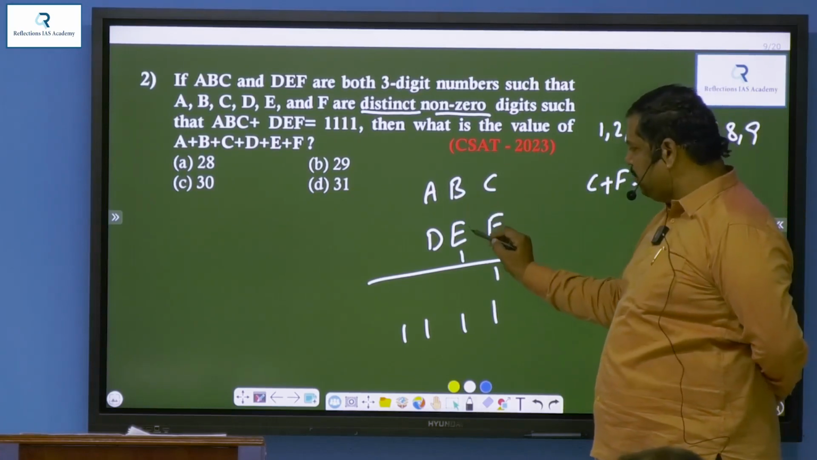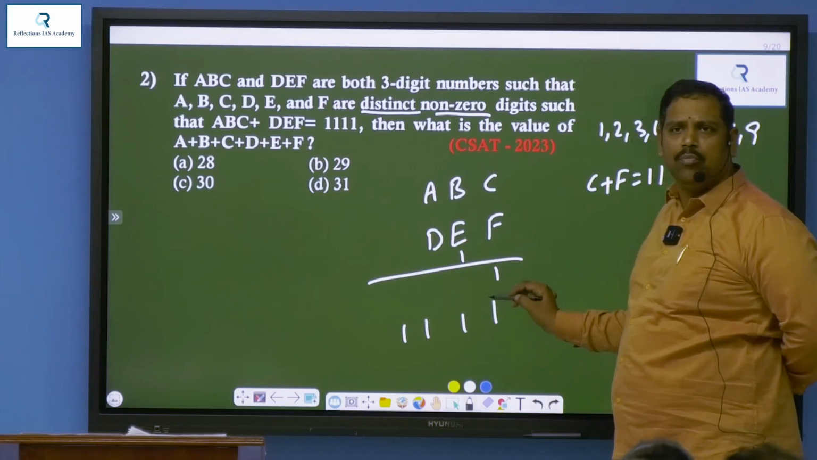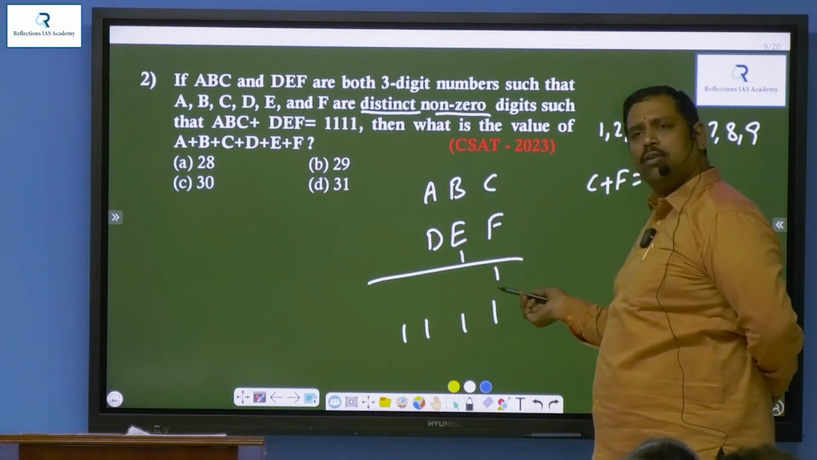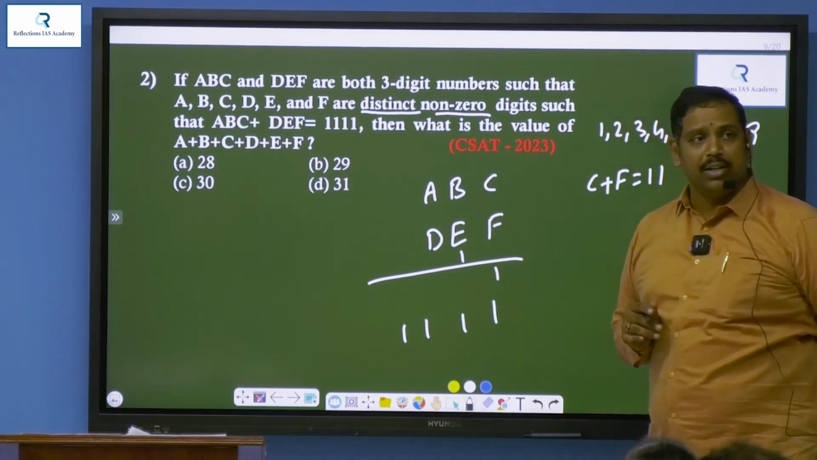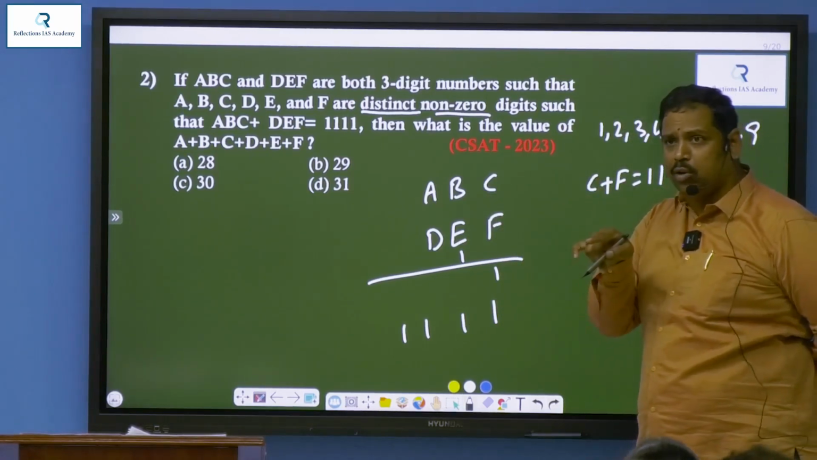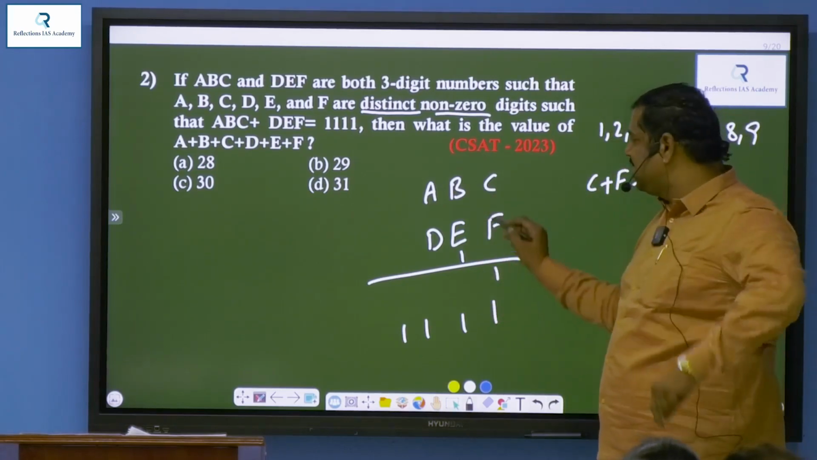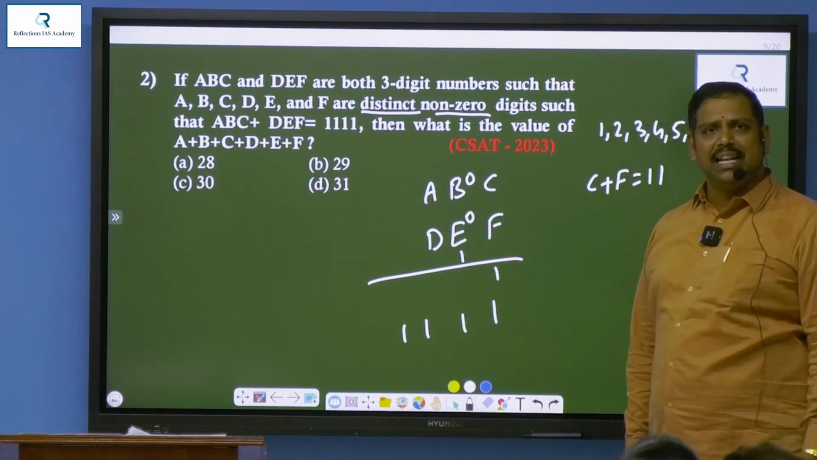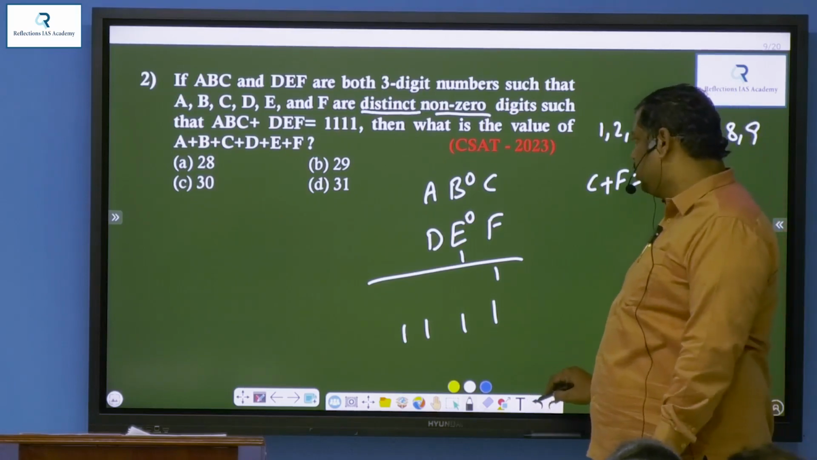Now, B plus E plus 1 should be either 1 or 11 again. As usual, like C plus F will not be equal to 1, in a similar manner, B plus E will also not be equal to 0. Suppose if B plus E is equal to 0, then 0 plus 1 will be 1, fine. But to get 0, B should be 0 and E should be 0. Is it right or wrong? Will it happen or not? Will not happen because all are non-zero digits.